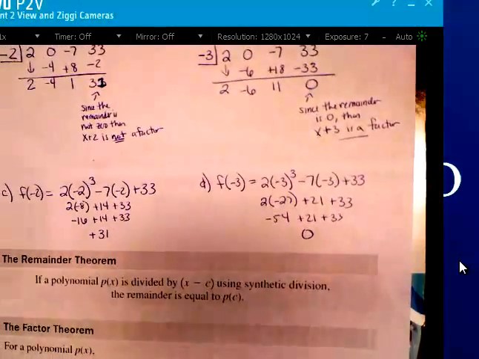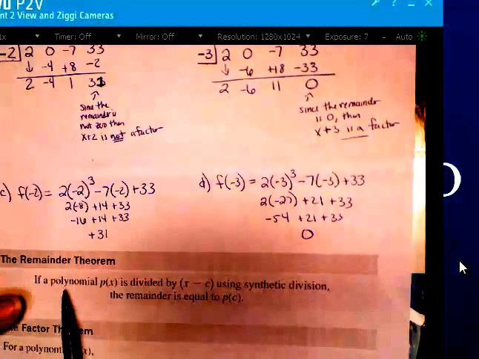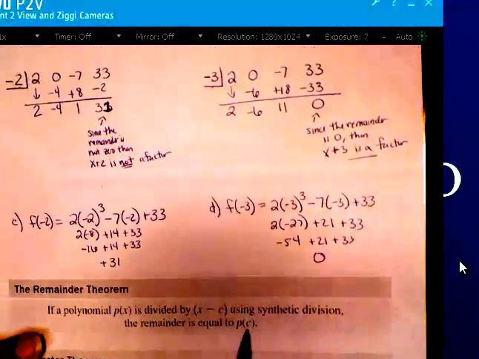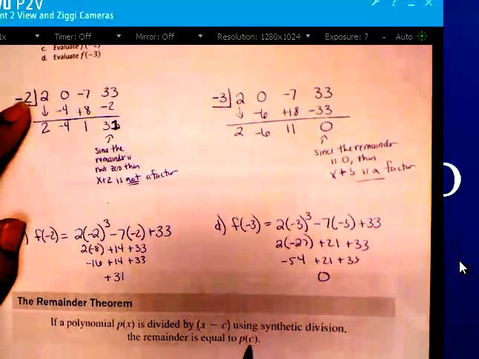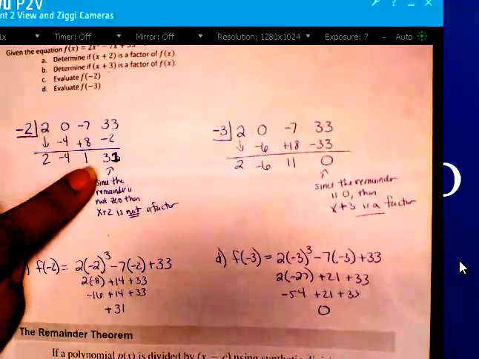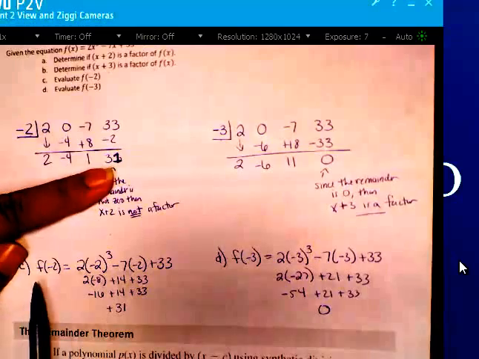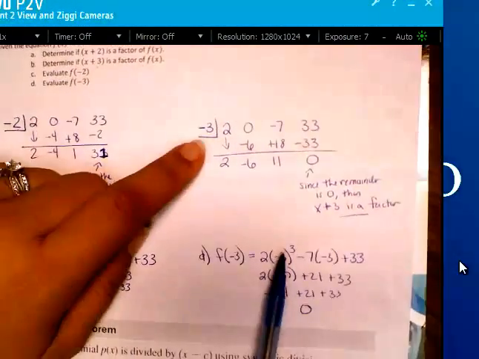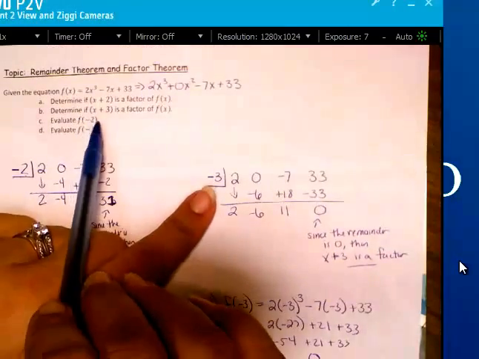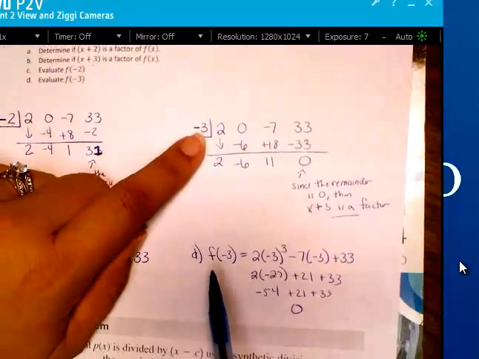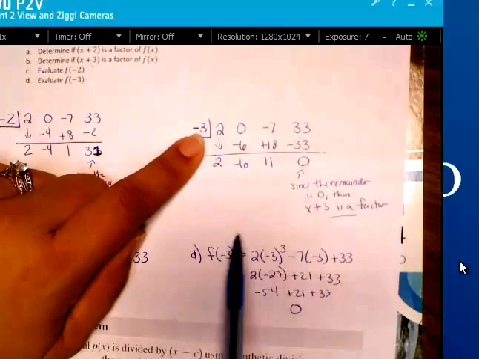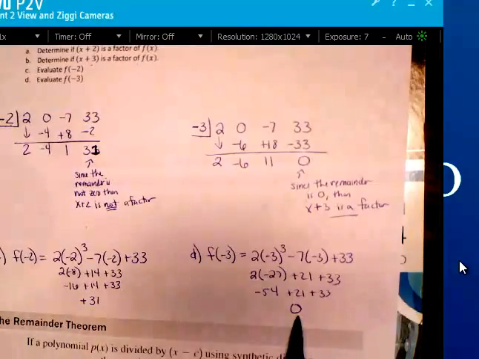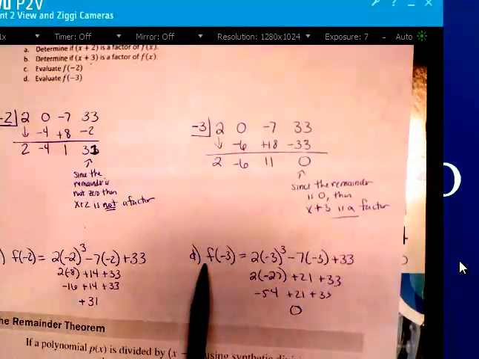Okay, and so then that just gives us our two theorems. So if a polynomial p of x is divided by x minus c, the remainder is equal to p of c. So here's the synthetic division. There is our remainder, which means that if we evaluate the function at that 0, we get the same result. Same thing over here. We divided by x plus 3 using synthetic division. Here's our remainder. That means that if we evaluate the function at that 0, we get the output or the evaluation of this expression.